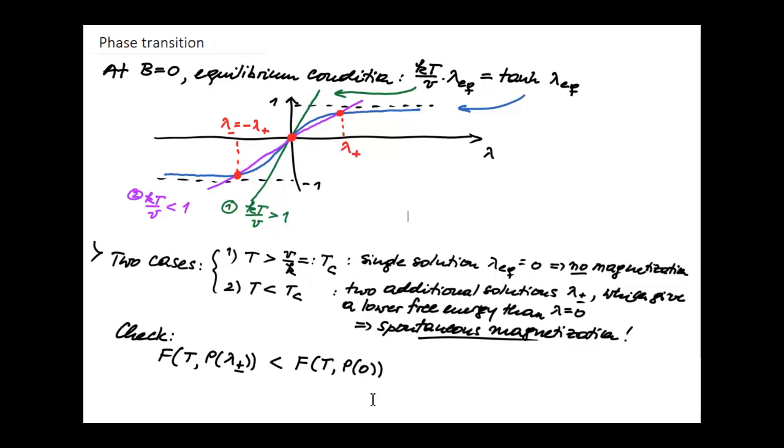So this is how you find a phase transition. You have here a critical temperature Tc. Below this critical temperature you have spontaneous magnetization, and above the critical temperature this spontaneous magnetization vanishes. These are the two phases.